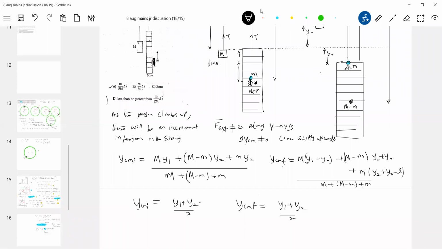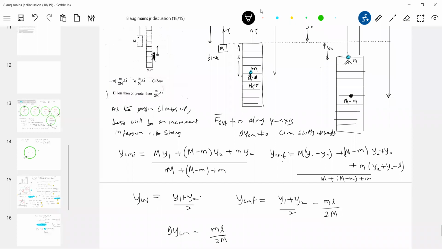So Y1 plus Y2 minus, this will be small m by 2 capital M. So the difference of this, finally what we get is small m L by 2M. Why the difference? Because it will shift upward. The position of the center of mass will shift upward. So what is delta YCM? It should be equal to mL by 2M. Small m it is, just be careful.